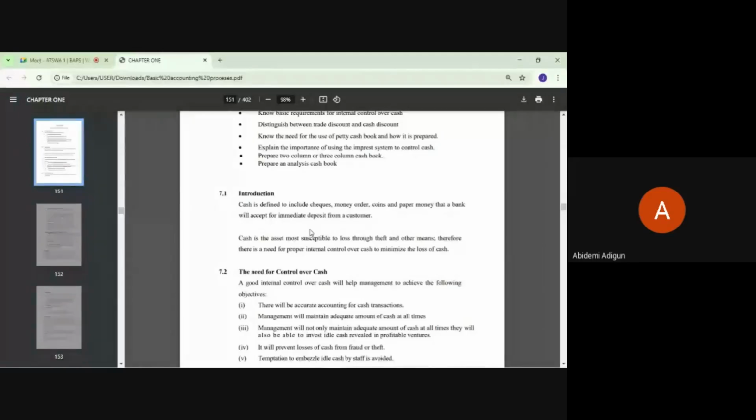Hello. It's something that you can also use to exchange goods and services. Yes, but on a bank level, are we together? Based on the definition we have here, it is basically anything that is a check, money order, coins, paper money, that a bank can accept for immediate deposit from a customer.